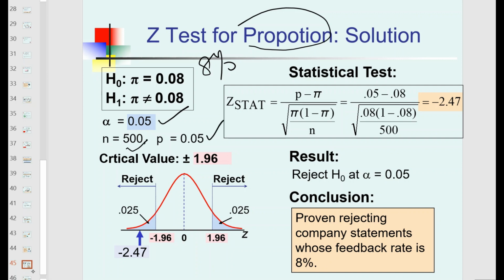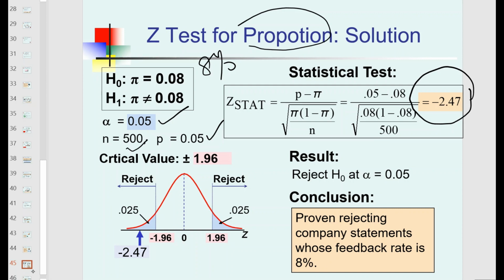Okay, so you just plug into the formula inside the Z statistic, which is your p equals 0.05, right? Minus your pi 0.08, and you plug in here. So this is what you get from the calculation, which is negative 2.47.